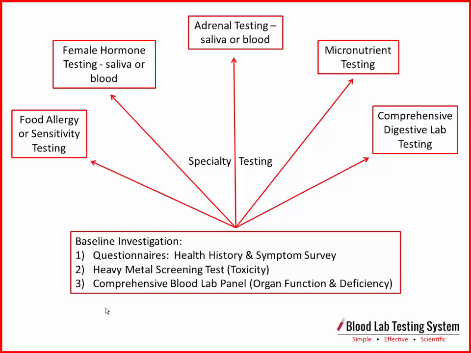And this is by no means an all-inclusive list of the different kinds of specialty testing. These are probably some of the more common ones that I would consider doing. So again, my baseline investigation is doing a couple sets of questionnaires, heavy metal screening tests, and comprehensive blood lab testing. I'm for sure doing that. And then whether it's right away or a little bit down the road, I might end up recommending some other kind of specialty testing to help complete the picture and allow me to be even more specific in my recommendations to help that person feel better and function better faster.